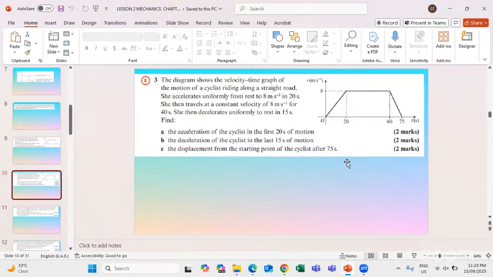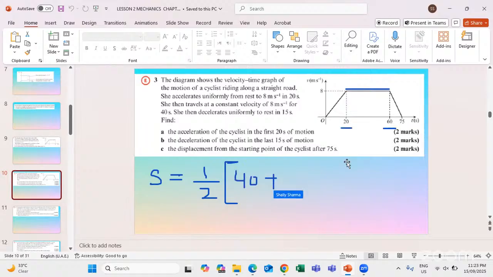So I'm going to apply the rule of displacement as the area of a trapezium. So half of the sum of parallel sides. It is going from 20 to 60, which is 40. Then 40 plus 20 is 60, and 60 plus 15 is 75.